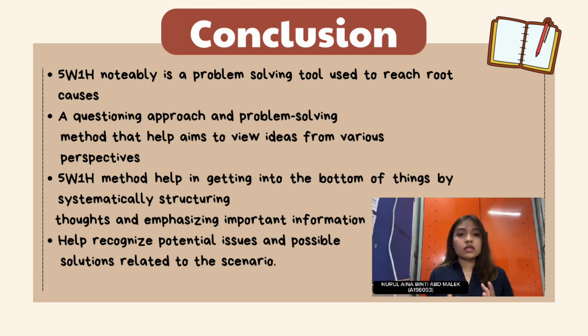5W1H question is a questioning approach and a problem-solving method that aims to view ideas from various perspectives. So, the elements included in the 5W1H method allows for a comprehensive analysis of the presented situation and enables us to spot opportunities for improvement. Therefore, it enables those who will use the 5W1H method to get to the bottom of things by systematically structuring talks and emphasizing important information.